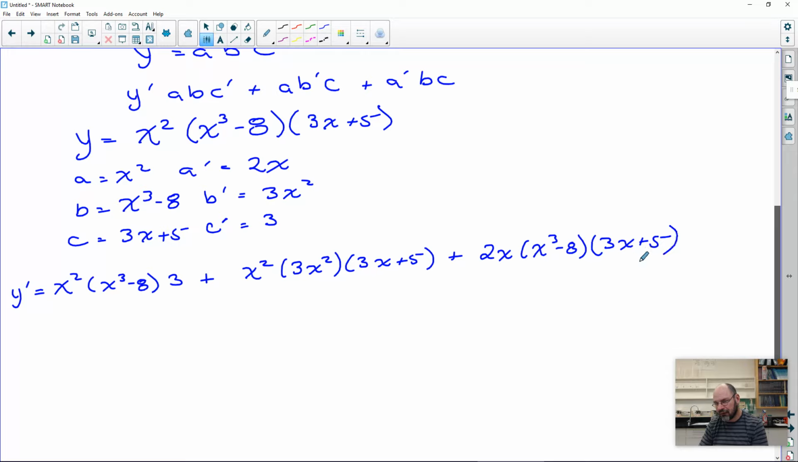So if I said leave it in factored form, you could stop there, and that would be good. But let's simplify this one because this one isn't too bad to simplify.